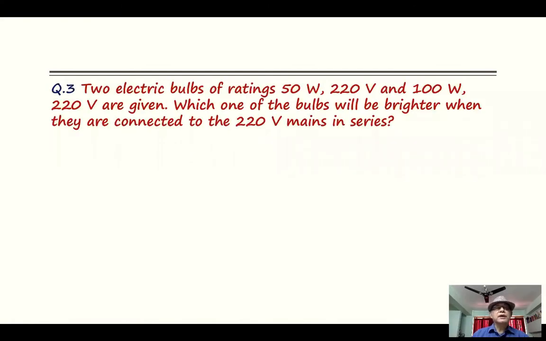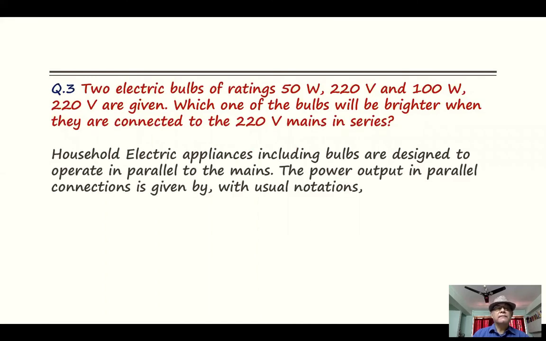Question 3. Two electric bulbs of rating 50 watt, 220 volt and 100 watt, 220 volt are given. Which one of the bulbs will be brighter when they are connected to the 220 volt mains in series?